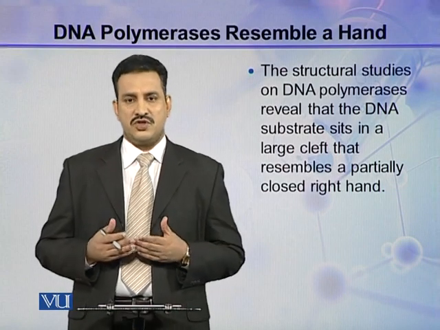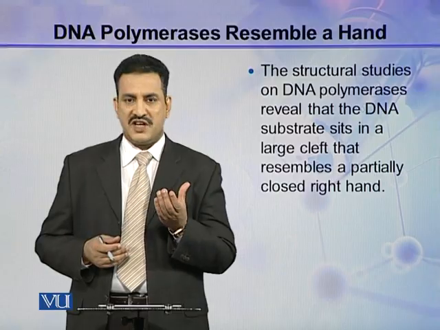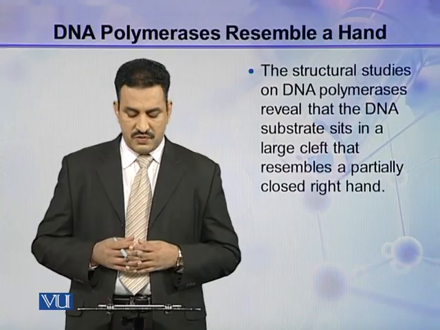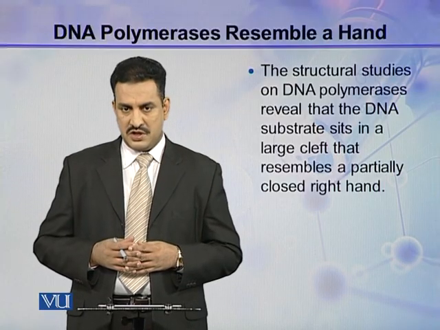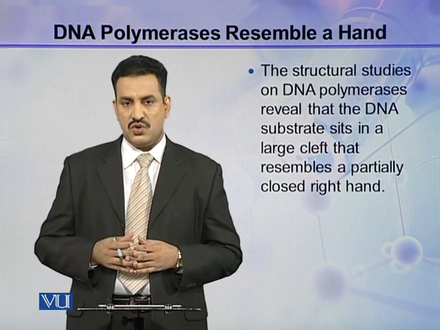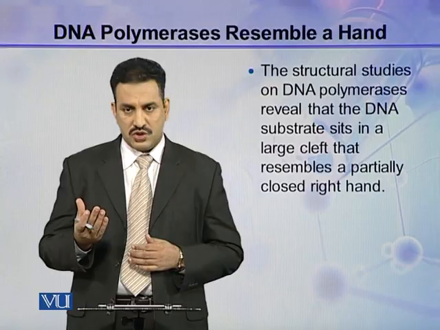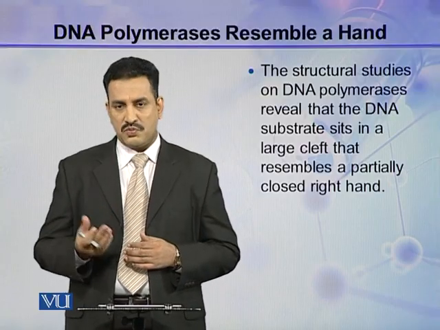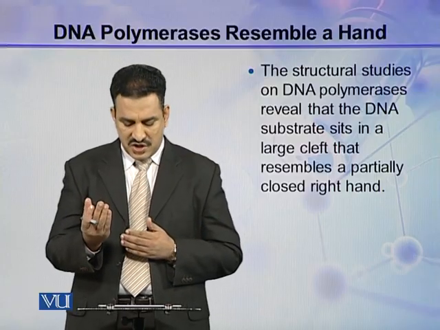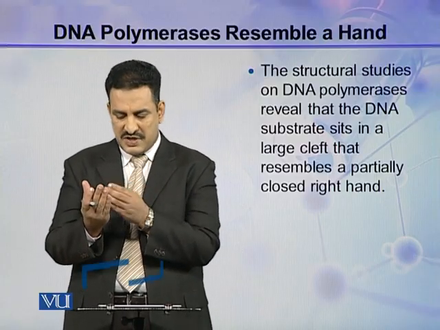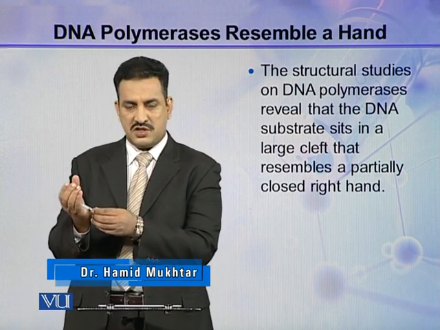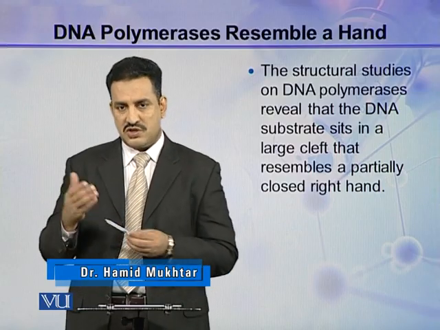When we see the structure of DNA polymerase, it resembles a hand. The structural studies on DNA polymerases reveal that the DNA substrate sits in a large cleft that resembles a partially closed hand. So, the substrate of DNA polymerase is DNA, and this DNA resides in a partially closed hand. So, DNA is present here, and this polymerase is just like this. This is just like a partially closed right hand.